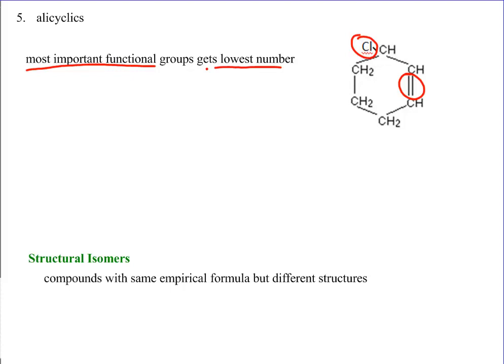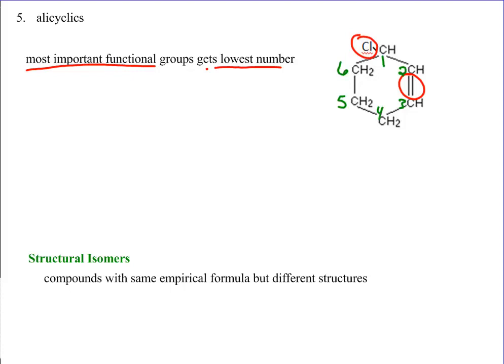From the previous number, we found that halogen is more important than double bond. So I want my chlorine to be number 1, so I'm going to start my counting there. And from there, I can either go clockwise or counterclockwise around. If I go clockwise, then I'll hit the double bond with carbon 2. So I'm going to go clockwise around the circle.